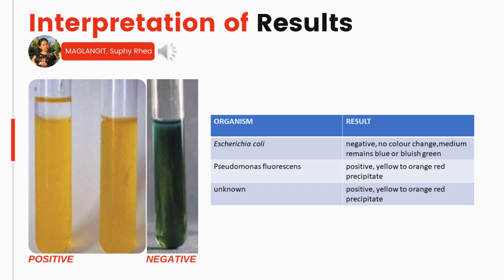So as you can see on the screen, these are the following results. E. coli tests negative, no color change, and the medium remains blue or bluish green. The Pseudomonas fluorescens tests positive with a yellow to orange red precipitate, and our unknown bacterium tests positive, having a yellow to orange red precipitate.